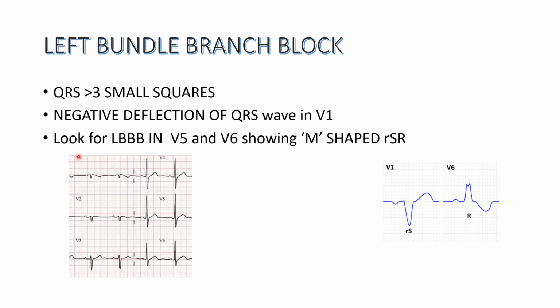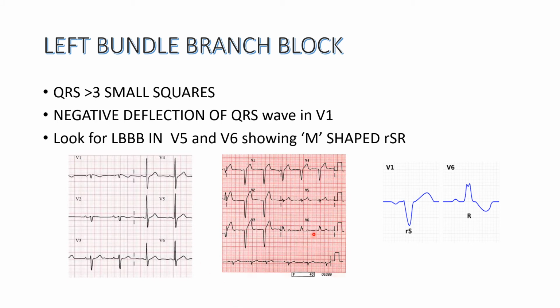So this is the normal ECG. And this is the abnormal ECG showing us left bundle branch block. As you can see, a typical M-shaped RSR wave in V6 and a long negative deflection of the QRS complex in V1.